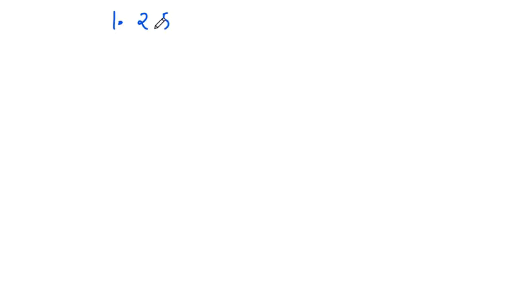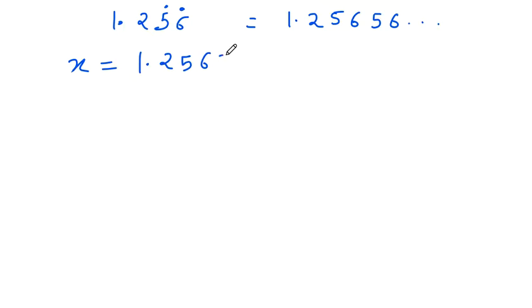So another example is 1.2 and 5, 6 are recurring. So basically only 5, 6 is repeating. So here it means 1.2, 5, 6, 5, 6 and so on. The 'and so on' is shown only with 3 dots. So the very first step is you will write x equals to 1.2, 5, 6, 5, 6 and so on. Now here how many numbers are repeating? 5, 6, 5, 6. So two numbers are repeating. So you will multiply by 100 on both sides.